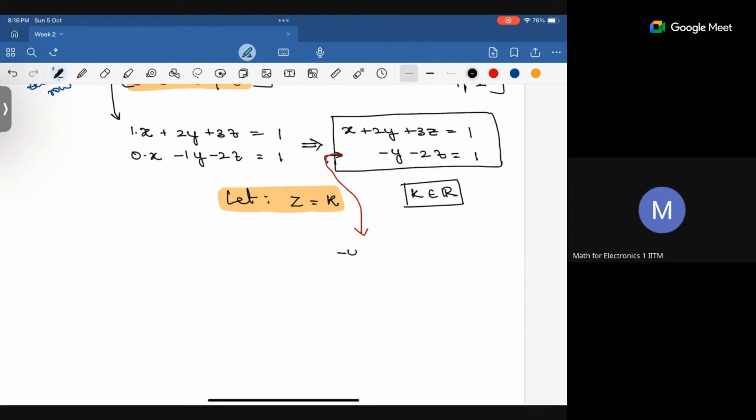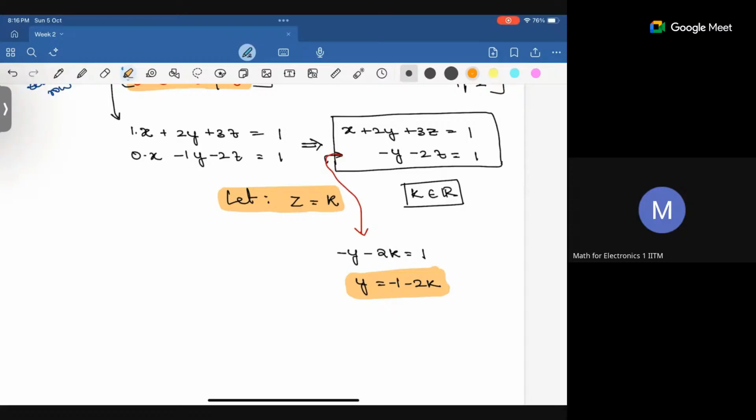Now if z is k, then from the second equation, I'll have minus y minus 2k is equal to 1. Because now that z takes value k, I just substituted that value. All I did was take minus y to the right hand side and 1 to the left hand side. I will have y to be minus 1 minus 2k. And now I have values of z and y in terms of k.